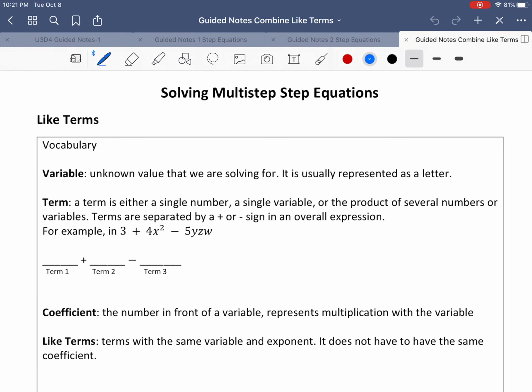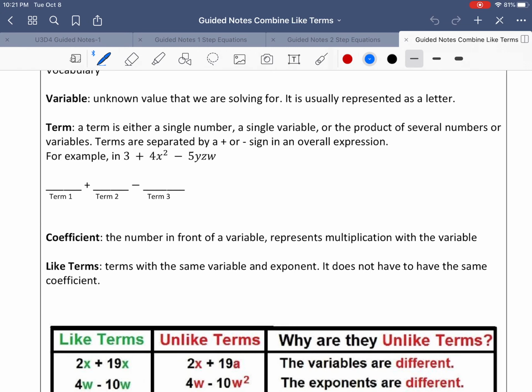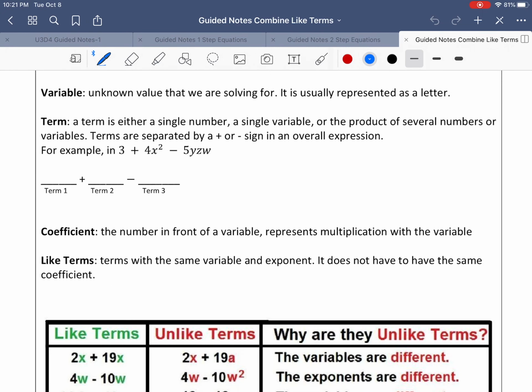Solving multi-step equations. A variable is an unknown value that we're solving for and is most often represented by a letter. A lot of the times that letter is x.